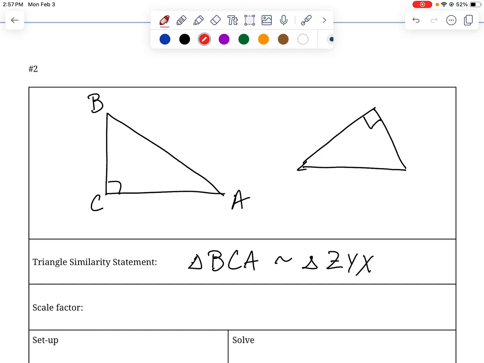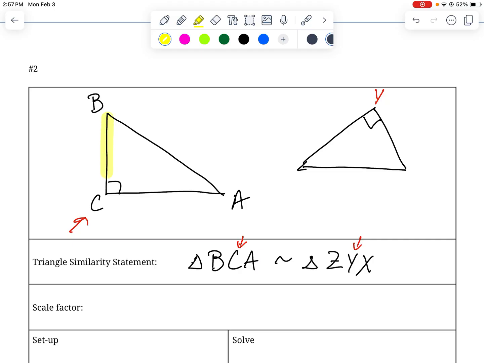So our job is to label the triangle on the right by using the corresponding sides and corresponding angles from the similarity statement. Well, I know that C is the right angle here, and C is my second letter, so Y must be the right angle there.